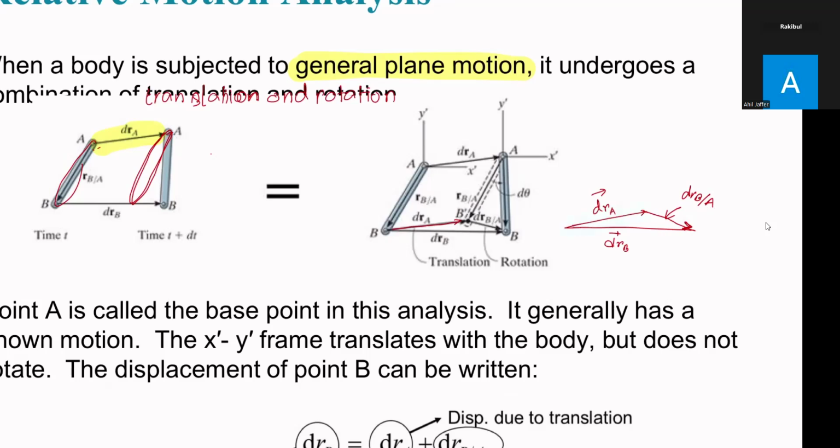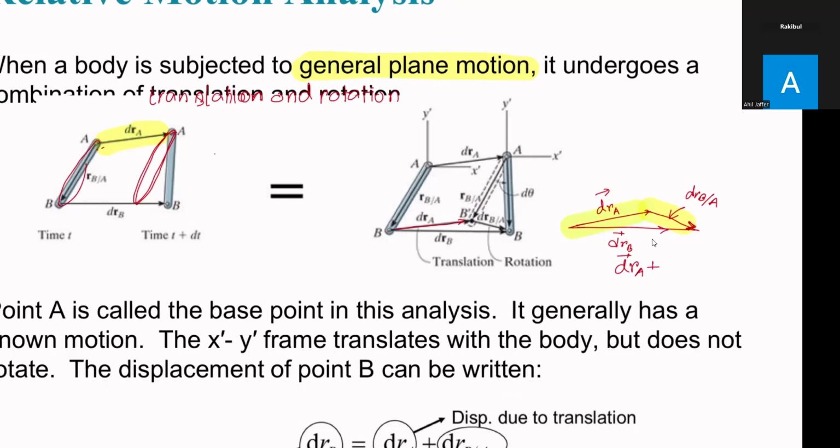Now, from the vector notation, what can you say? If we go this much, then we go this much, we end up with this, isn't it? So what you can write is DRA plus DRB with respect to A equals DRB. Clear? Do you understand why?